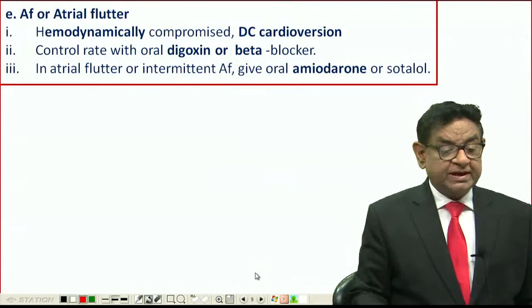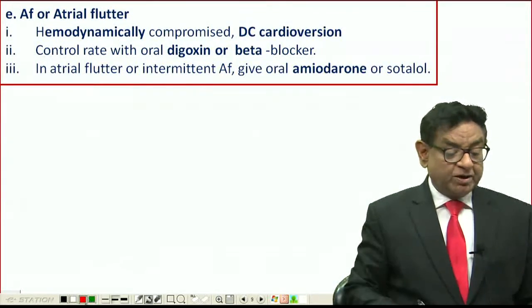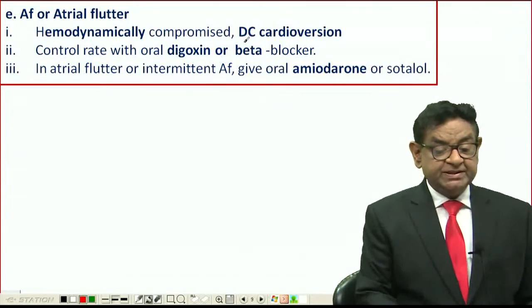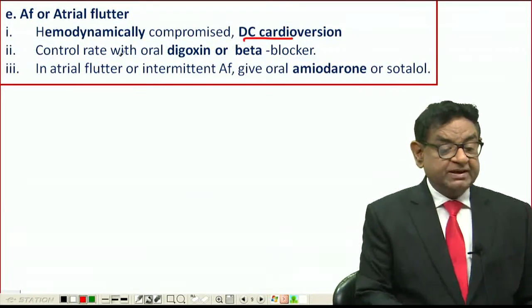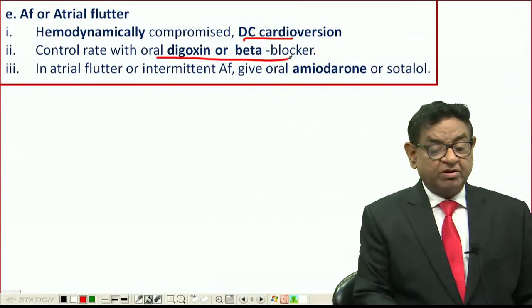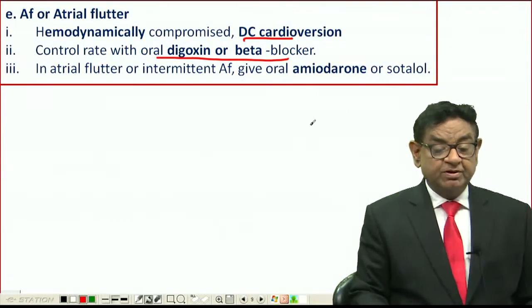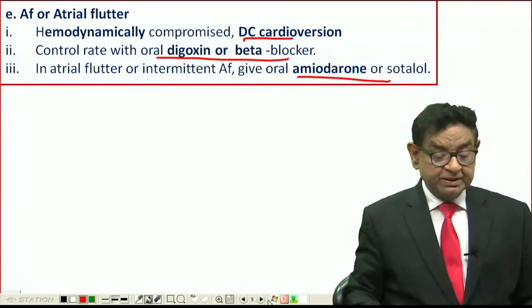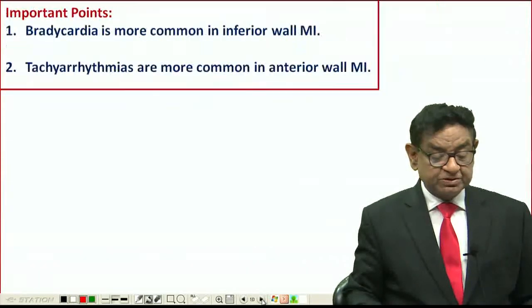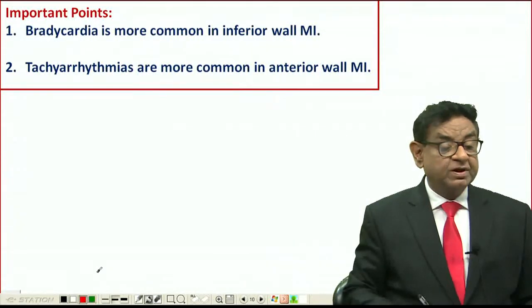Atrial fibrillation or atrial flutter. Again, if hemodynamically compromised, give DC cardioversion. But if the patient is stable, then we can give digoxin or beta blocker also, or we can give amiodarone or sotalol also. These are the various drugs that we can use to treat this condition.